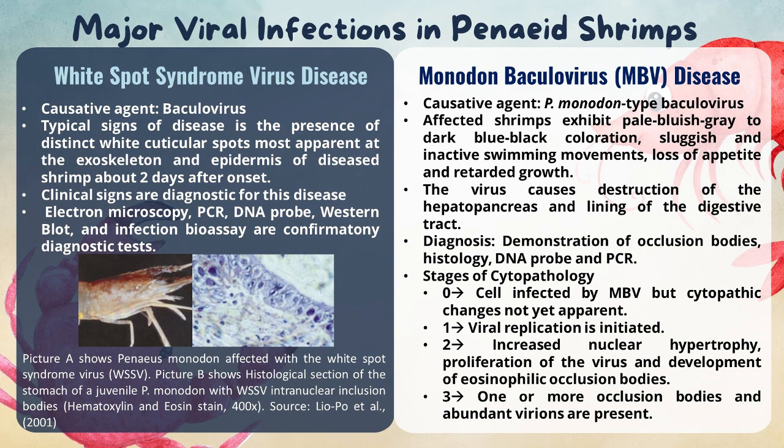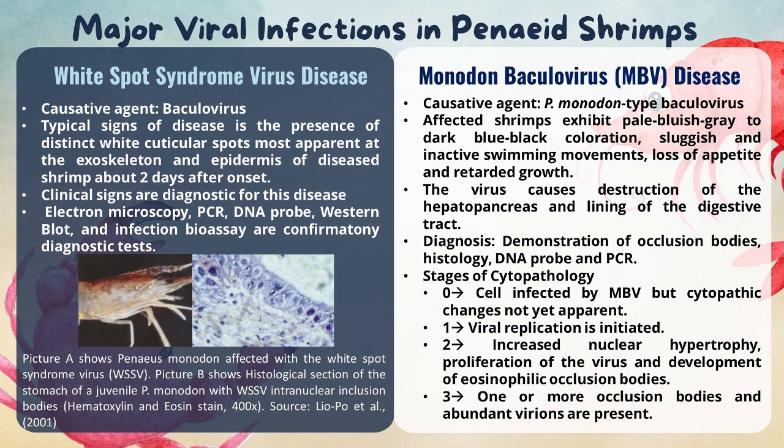Shrimps of 4 to 15 grams are particularly susceptible, but the disease may occur from mysis to broodstock. Pre-molting shrimps are usually affected. Crabs, krill, and other shrimps are viral reservoirs. Clinical signs are diagnostic for this disease. However, recent reports indicate that some bacteria may induce similar signs, hence confirmation with other diagnostic tests should be done.